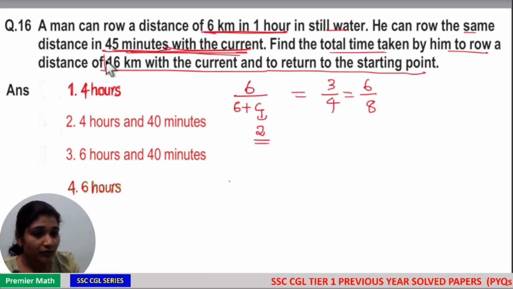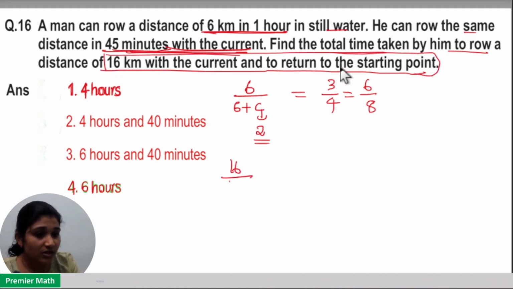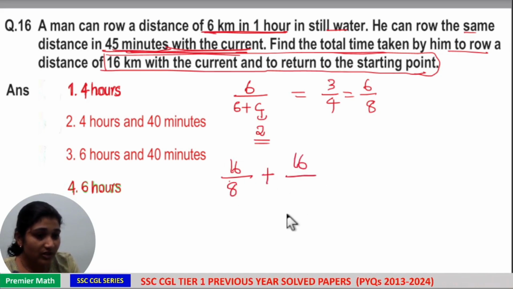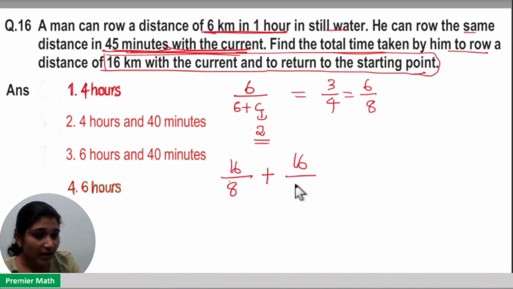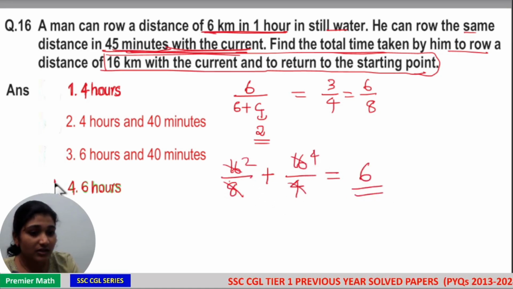Now, we have to find the time taken by this man to cover 16 km downstream and upstream. So 16 km downstream, with speed 6 plus 2, 8 km per hour, the downstream speed, plus 16 km upstream, with 6 minus 2, 4 km per hour, the upstream speed, which is equal to, here 8 goes 2 times in 16, 4 goes 4 times in 16, 2 plus 4, 6 hours. Option 4 is your answer.